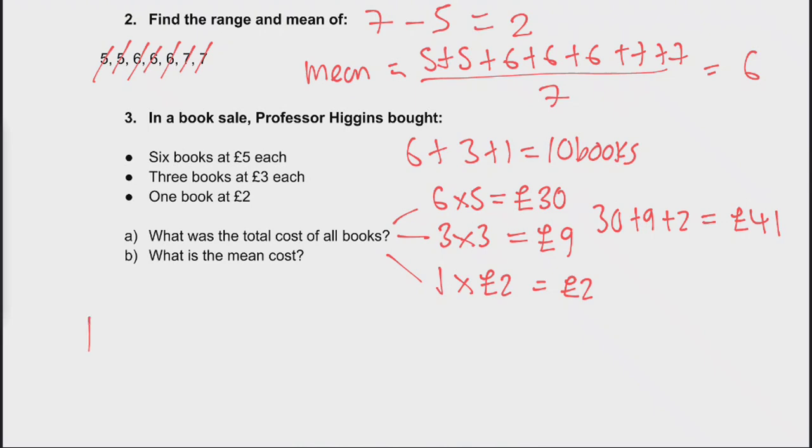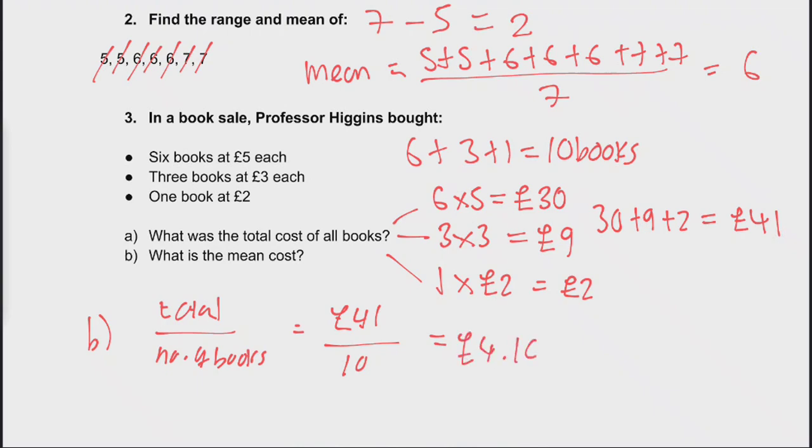Now, the mean cost, we know that the mean is equal to the total divided by the number of books in this case. And so if the total cost was £41 and we have 10 books, then the mean cost is going to be 41 divided by 10, which is going to be £4.10. So on average, a book costs £4.10.